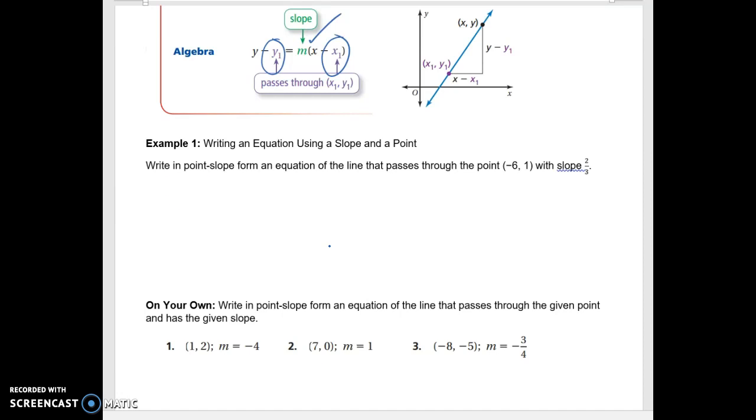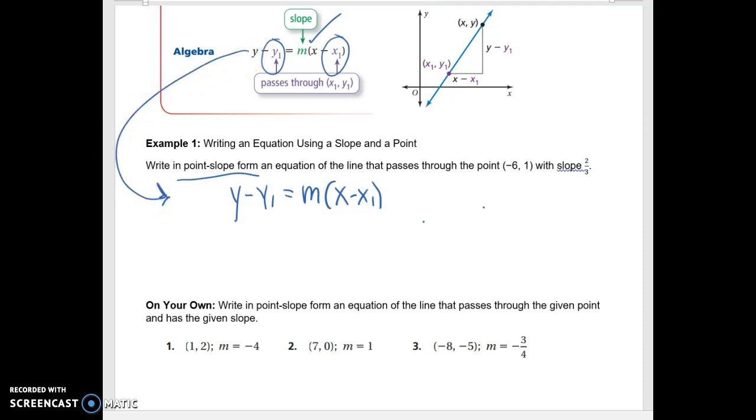So let's take a look here. They tell you to write, in point-slope form, so that is this form right here, an equation of the line that passes through the point -6, 1 with a slope of 2/3. Well, the first thing I always like to do is write down my original equation. So it's y minus y1 equals m parentheses x minus x sub 1. And I got this equation just from up here. I just rewrote it down here.